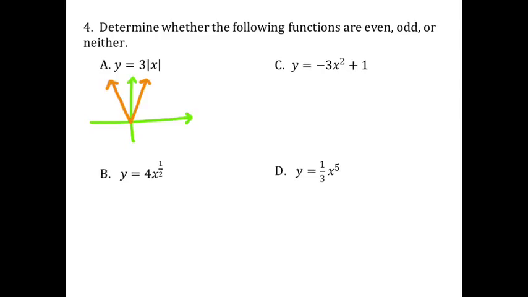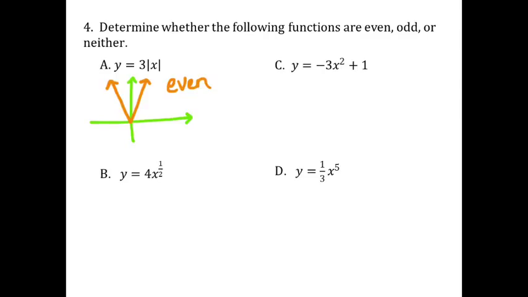Now remember, even means that the function has y-axis symmetry. Odd means that the function has origin symmetry, or it has that diagonal symmetry that we talked about in class. Now this graph is symmetrical over the y-axis. We do have that y-axis symmetry, and therefore it's even.